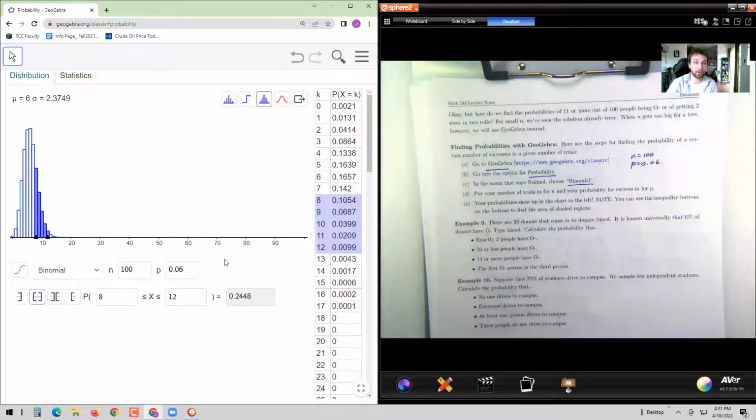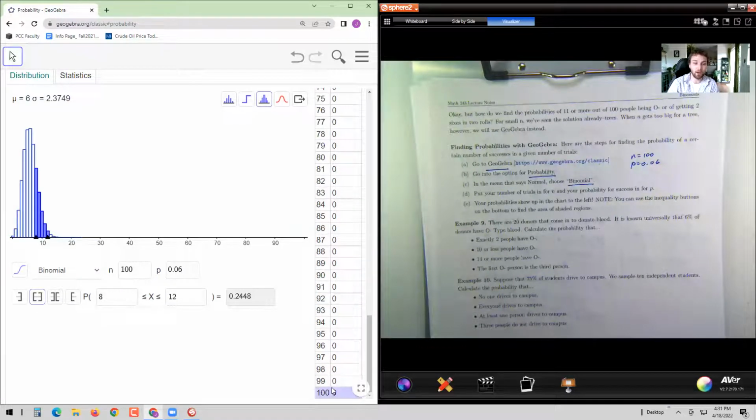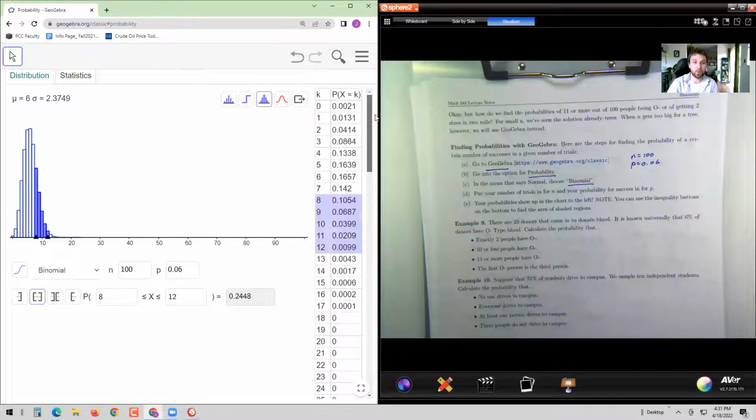And now all the probabilities for 0 out of 100 successes, all the way to 100 out of 100 successes, show up in this table to the right. So if I want to know the probability of having exactly 5 people out of 100 that were O negative, I would take the probability for 5. So there's a 16% chance of exactly 5. If I want to know the probability of 11 individuals, I could find the 11 right here. There's a 2% chance.